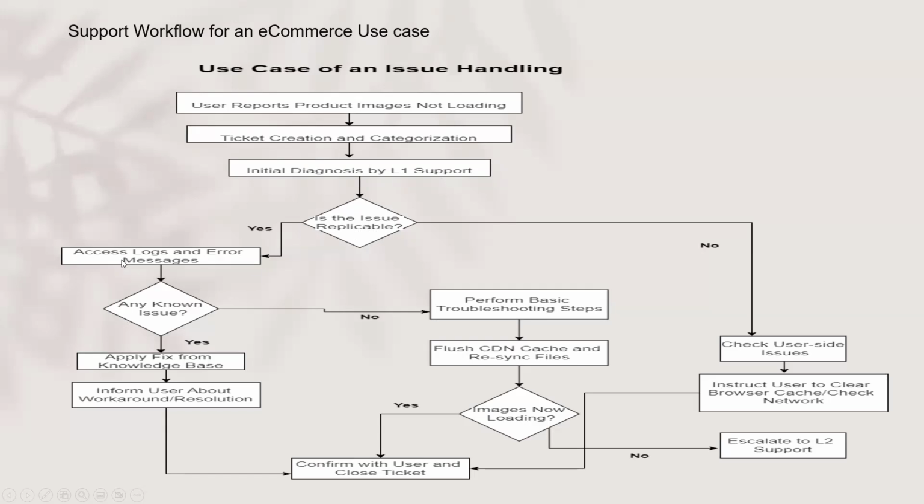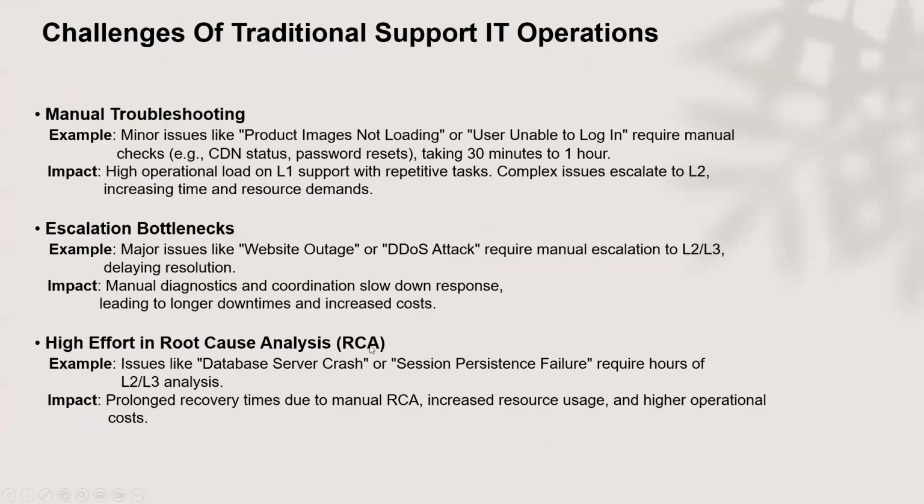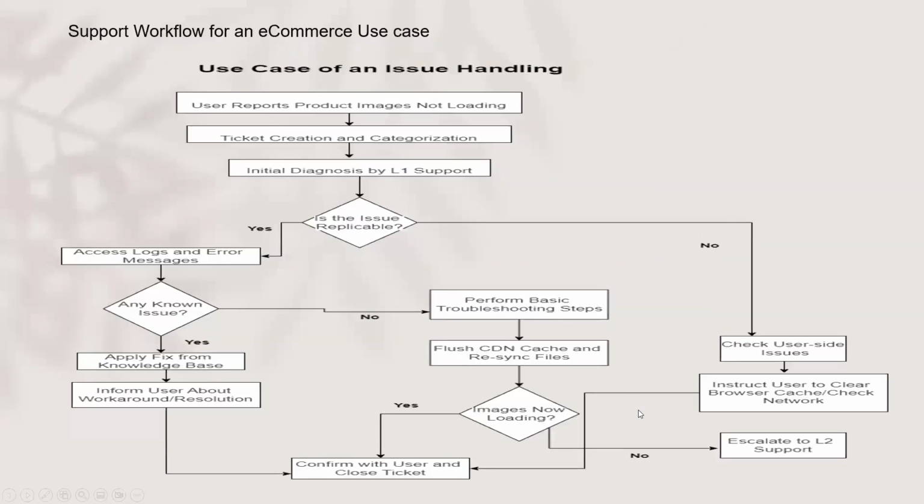If it is yes, then they replicate the issue and they access the logs and error messages, and then see if this is a known issue. If this is a known issue, they apply the fix from the knowledge base. And if it's not a known issue, they do further troubleshooting. The troubleshooting could be like flush the CDN cache, and resync files. And then they recheck: are the images loading? They go back to the customer and check if the images are loading. And if they are loading, then they confirm and close the ticket.